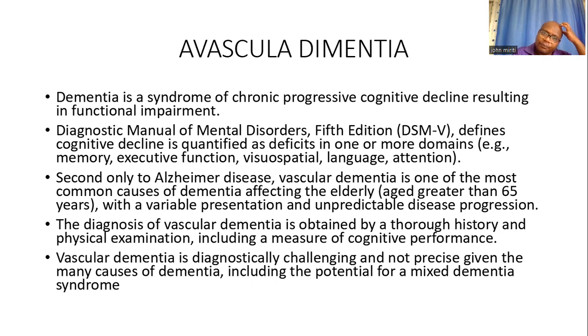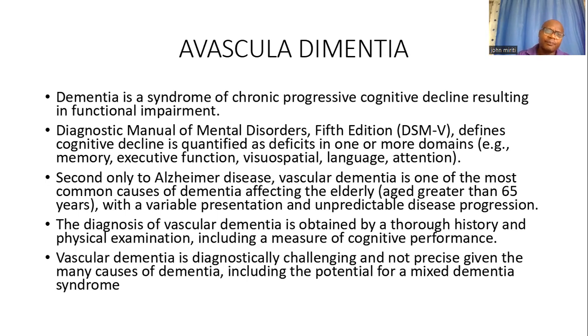Many practitioners will realize that so many people are having this type of problem, especially patients with diabetes and patients with hypertension, especially at the age of 60 and above. Now, second only to Alzheimer's disease, vascular dementia is one of the most common causes of dementia affecting the elderly above the age of 65, with variable presentation. This disease progresses slowly and it is very difficult to predict which direction the progression is going to take. The diagnosis of vascular dementia is based on clinical grounds and physical examination.